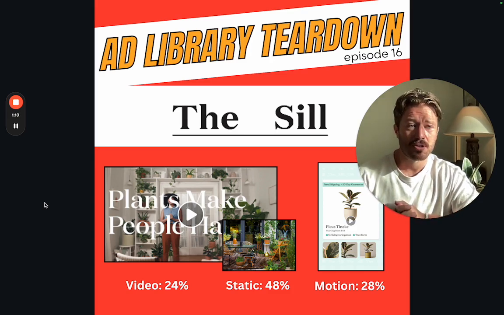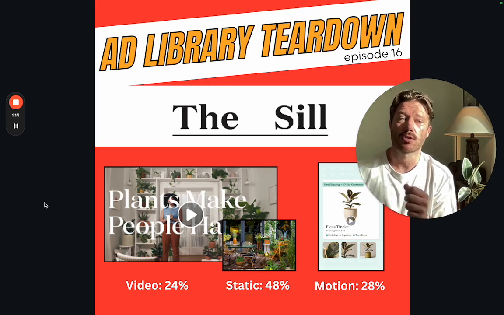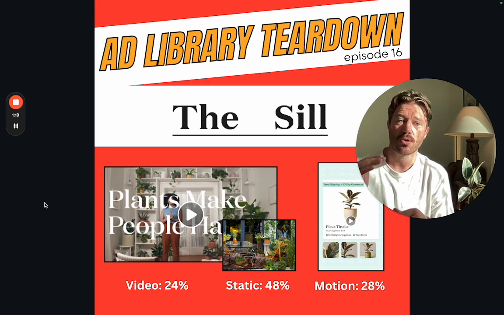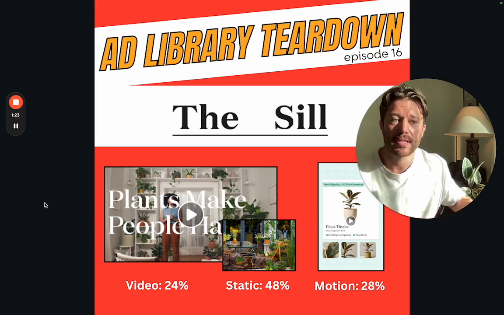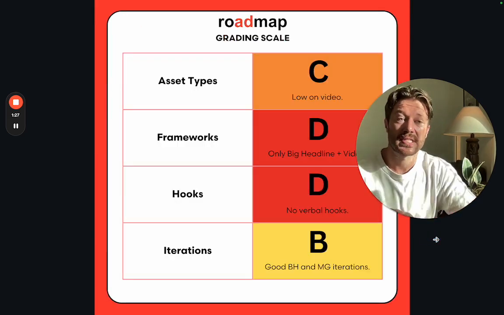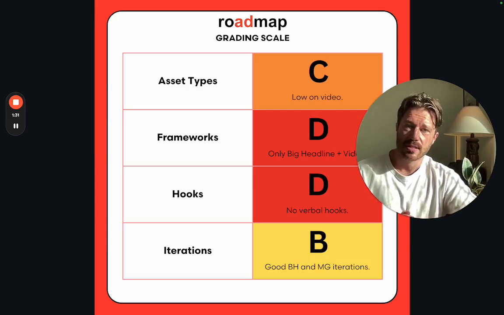So first things first, asset type. 24% video, 48% static, 28% motion. If you've watched a few of these, you'll know that that video ratio is very low compared to what you typically see within a high-performing ad account. So that leads to a C on the asset type score. No UGC, no authentic video within this account.